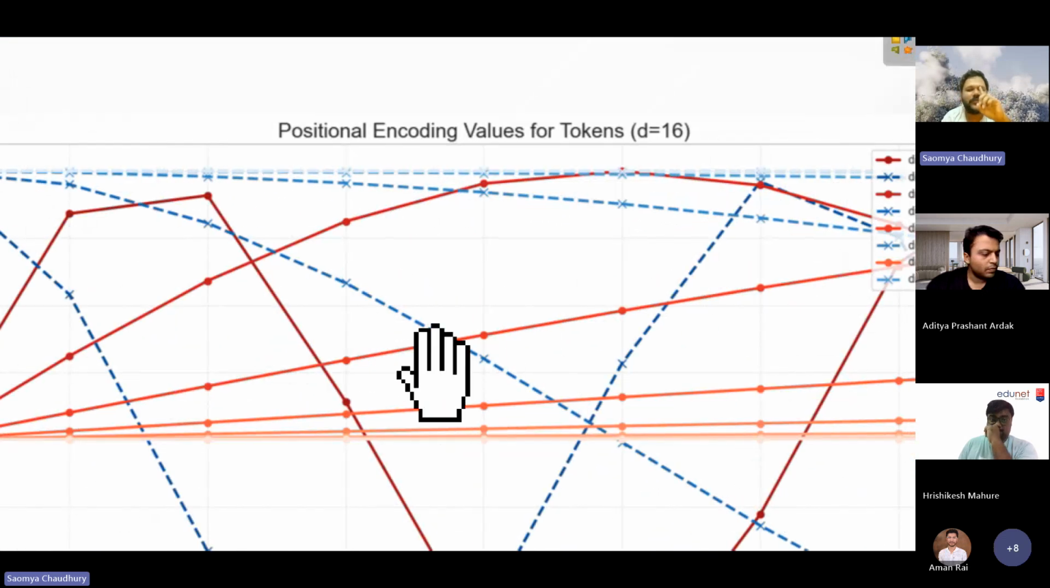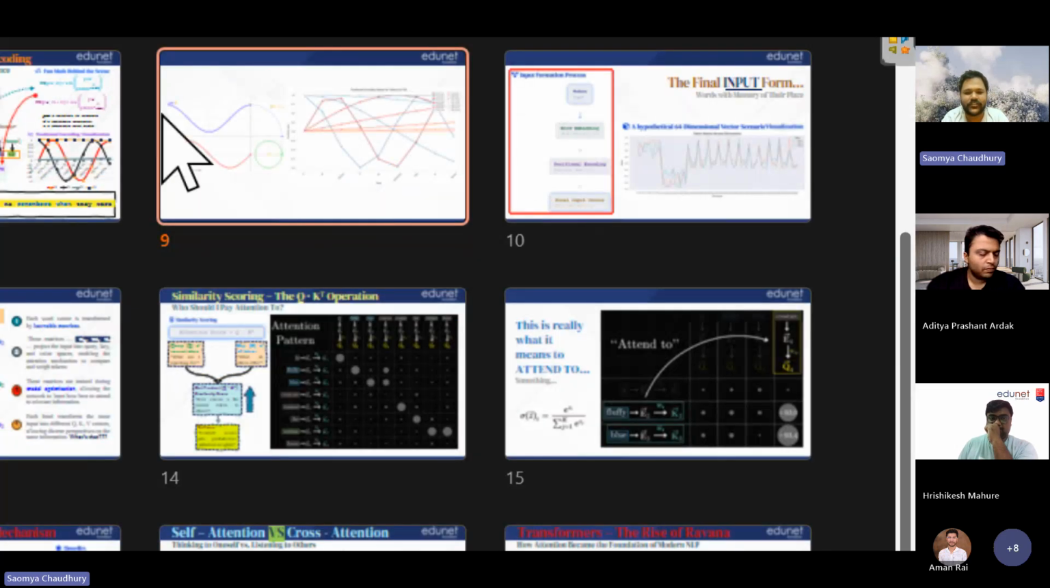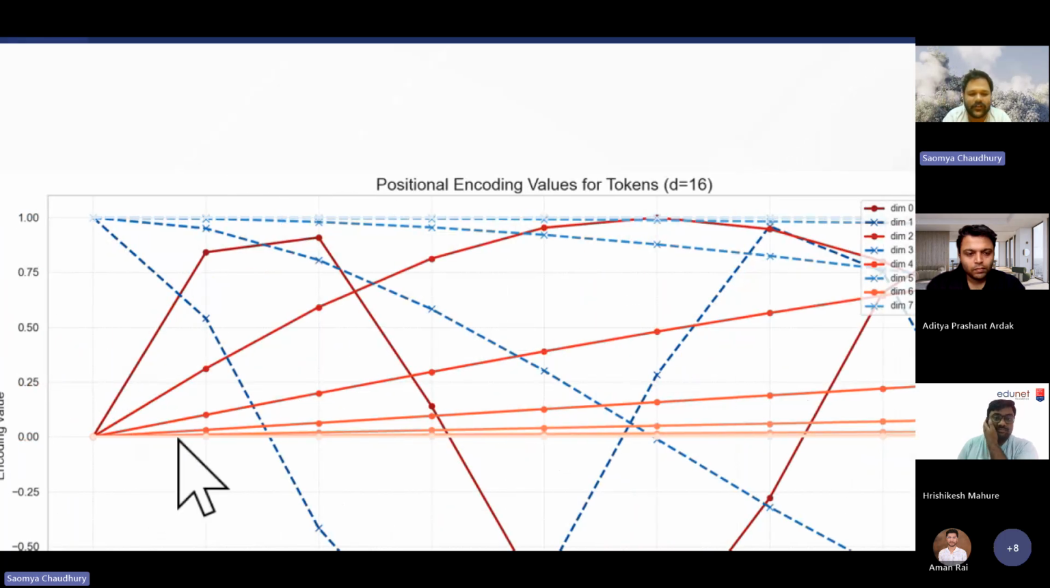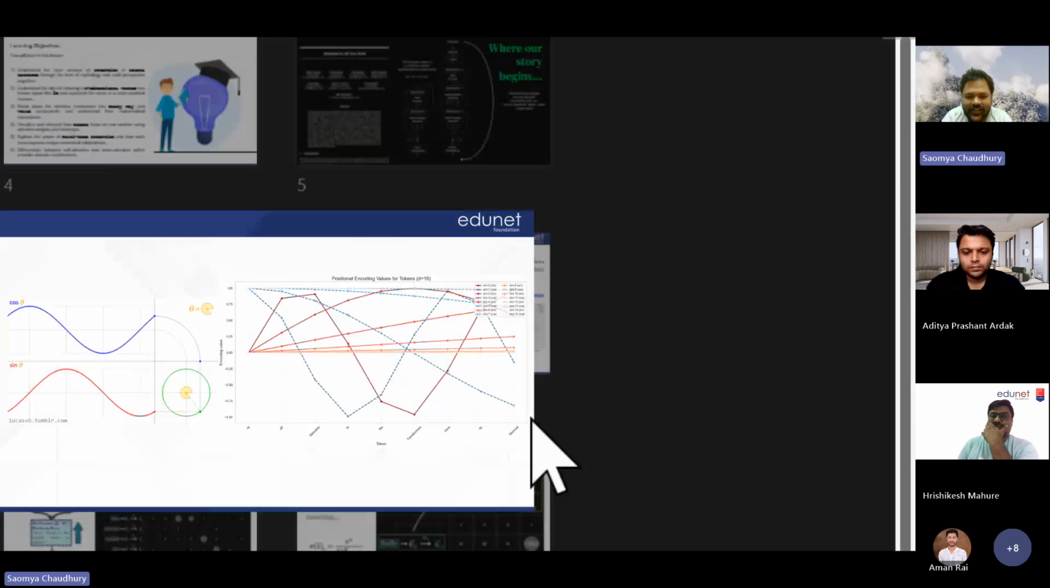And there is one more very interesting observation you will make, guys. Look at this. As you are reaching towards the end of the dimensions, where you are talking about dimension 15, 14, 13, can you see the curve? Can you see the relative curve? What is happening to them?